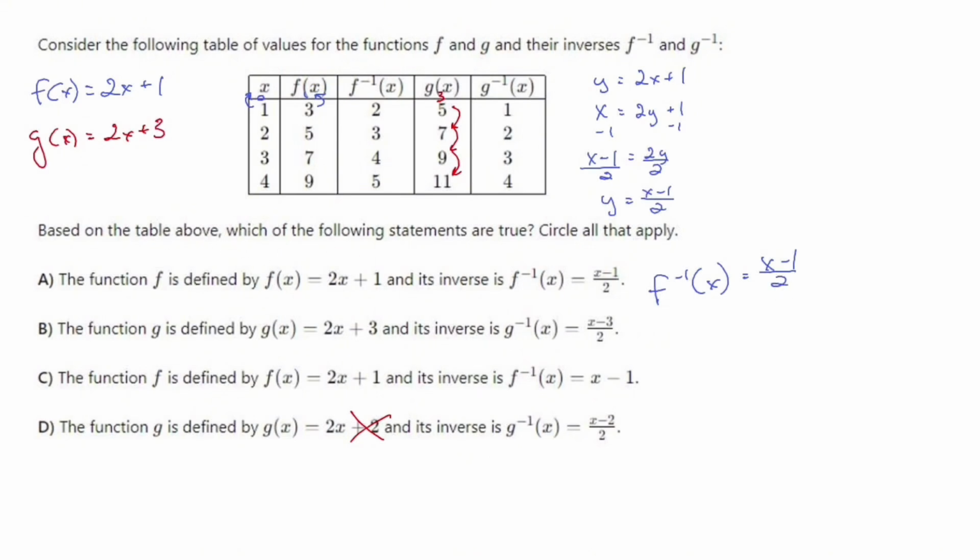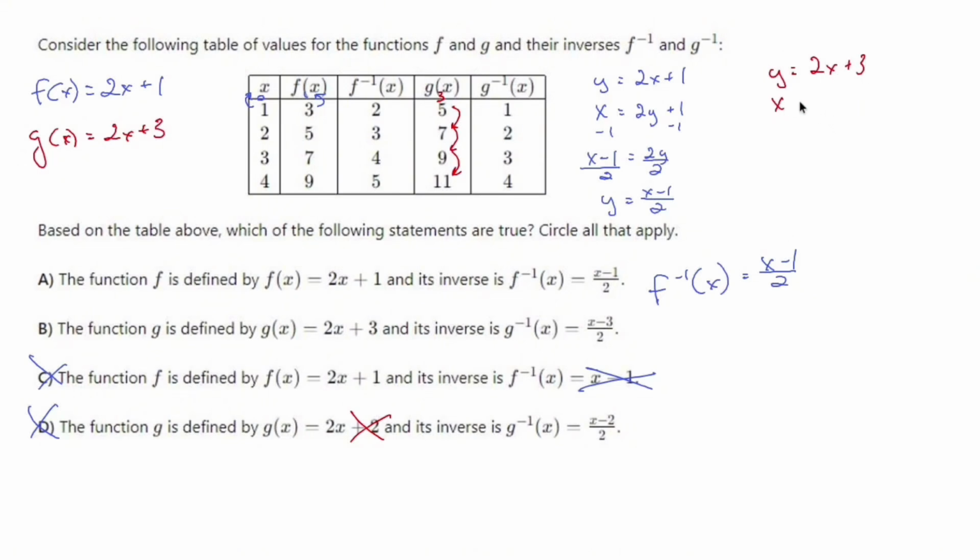Let's do the same thing with g of x. By the way, does that allow us to eliminate anything? x minus 1 over 2, x minus 1. Yep, so C is not an option, D was not an option. All right, so A is still a possibility, it looks like. Let's do g of x and do the same thing. Okay, turn g of x into y. y equals 2x plus 3.